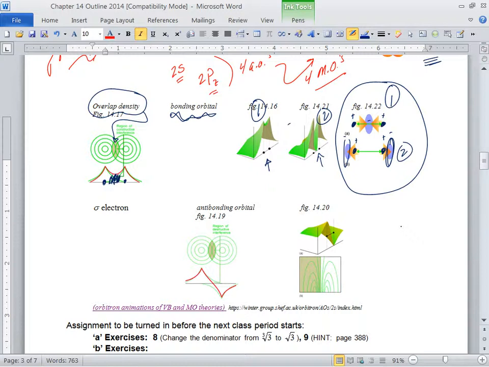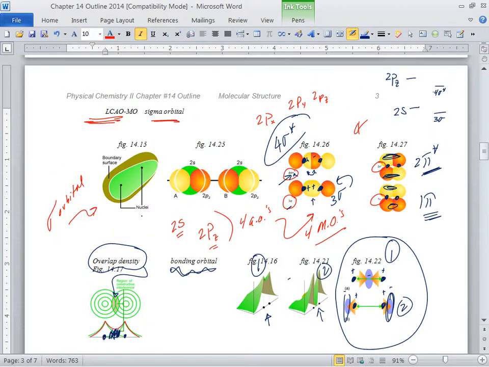Sigma electron, just an electron in a sigma orbital. We're not drawing electrons in sigma orbitals. What we're going to be doing is drawing little energy diagrams like this. Molecular orbital energy diagrams, and that'll make a lot more sense. When you put an electron in a molecular orbital, that's a sigma, they call it a sigma orbital. We're not there yet, though, but that's kind of where we're headed.